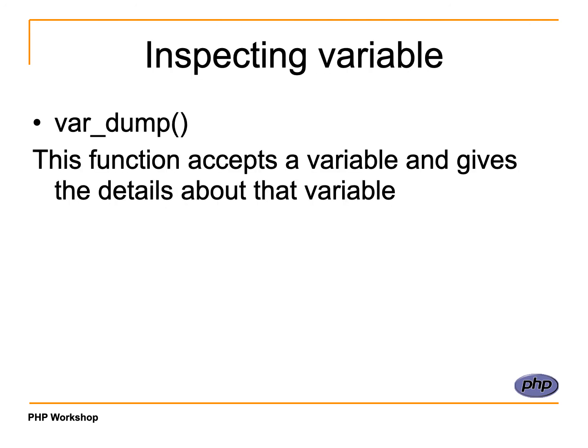Another function for inspecting variables is var_dump. This function accepts a variable and gives the details about that variable. As an argument, we need to pass the variable name, and that will give the details about that variable, the data type associated with that particular variable and the value associated with that variable. Such information is given by var_dump.